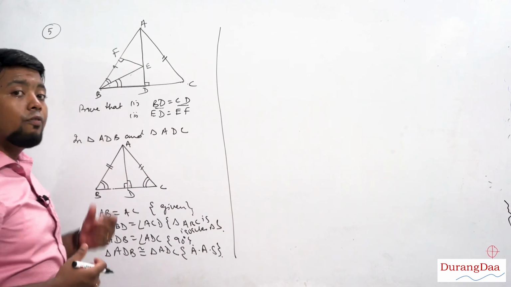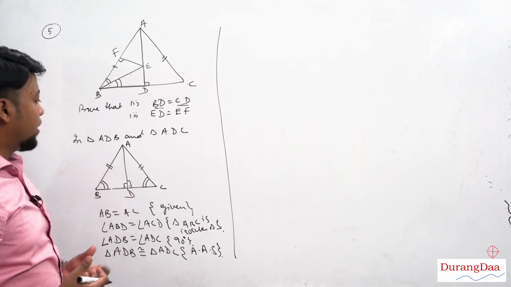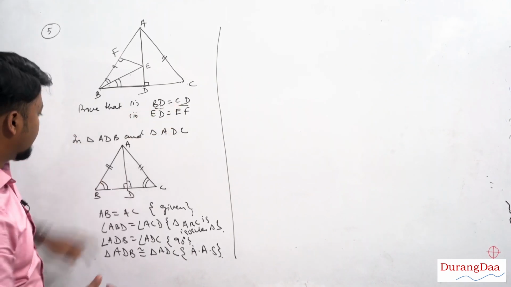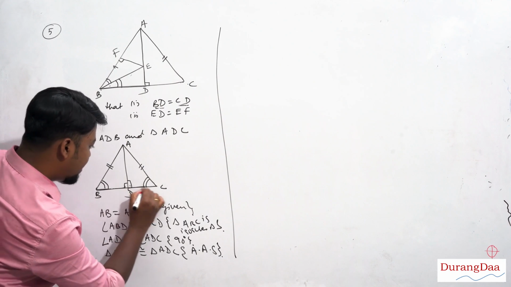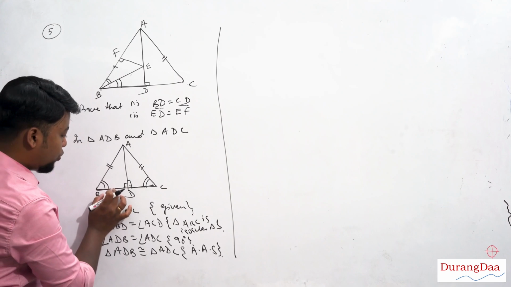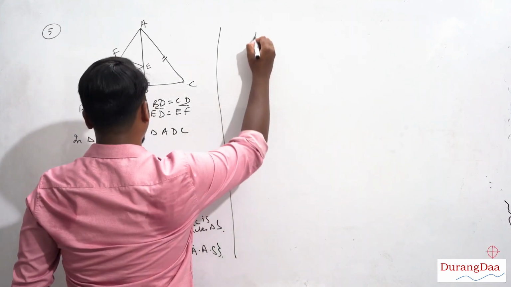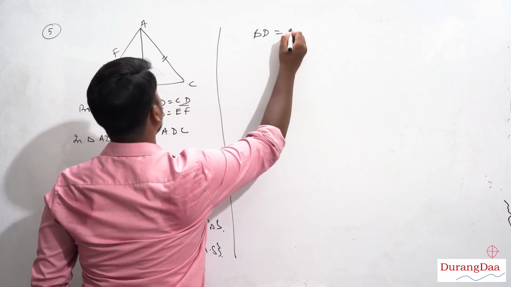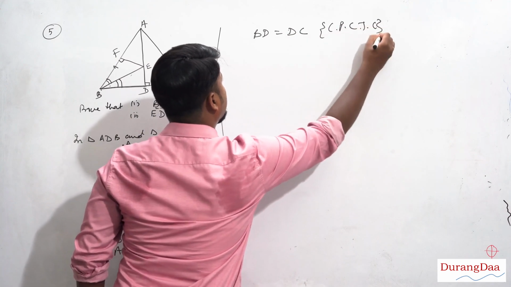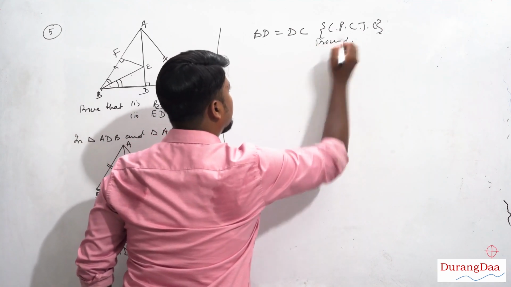Now we can use the result of CPCTC: the corresponding parts of congruent triangles are congruent. Now clearly, BD and CD, we have to prove that BD is equal to CD. Look carefully, BD and CD or DC, both of them are actually two corresponding sides of two congruent triangles. So directly you can write here BD is equal to DC by CPCTC. So the first part is done. It has been proved here. First part is proved. Easy.